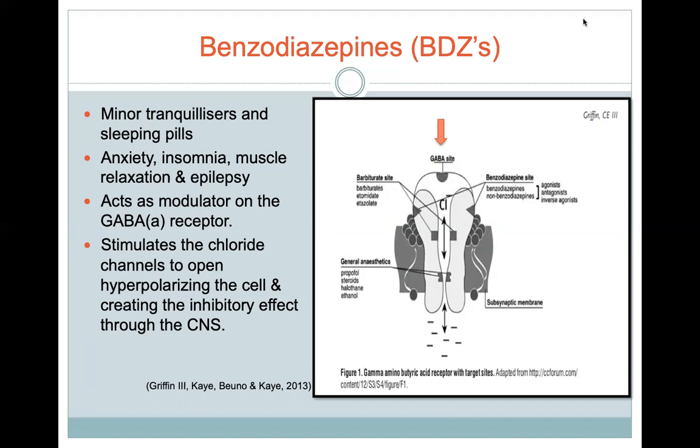The GABA A receptor complex has a particular binding site to which the BZD attaches, and you can see it in this diagram here. When the BZD binds to the site, it stimulates the chloride channels on the GABA A receptor to open, hyperpolarizing the cell and creating the inhibitory effect through the central nervous system. Benzodiazepines therefore act on GABA to calm the nervous system.